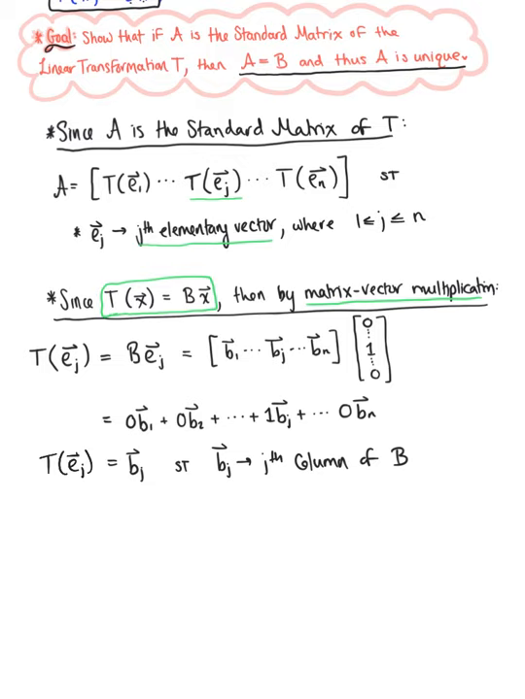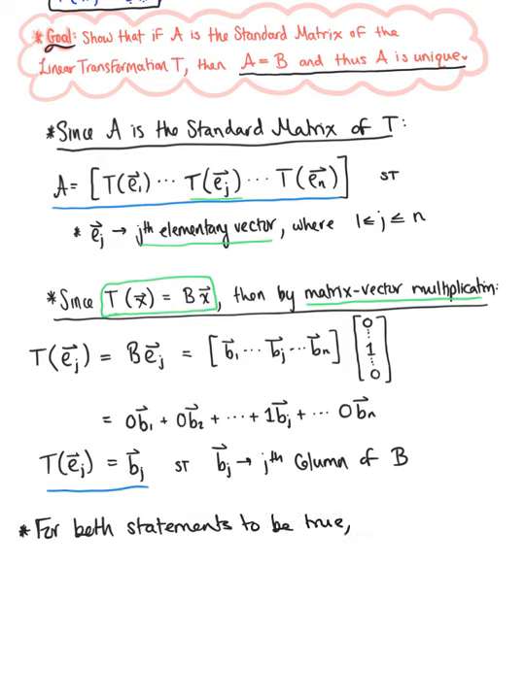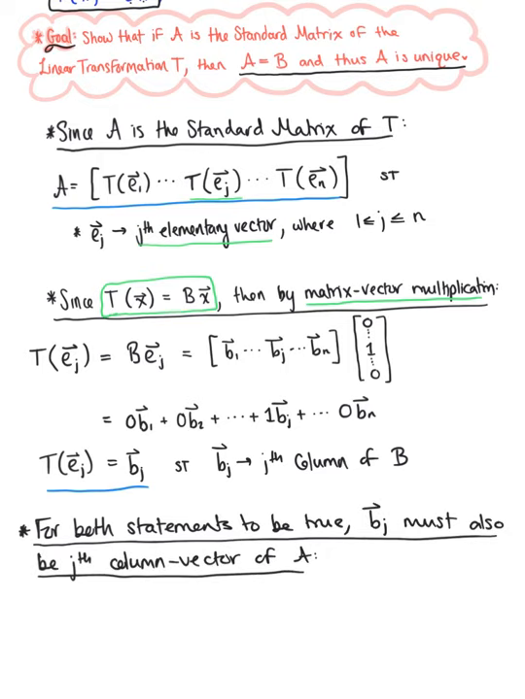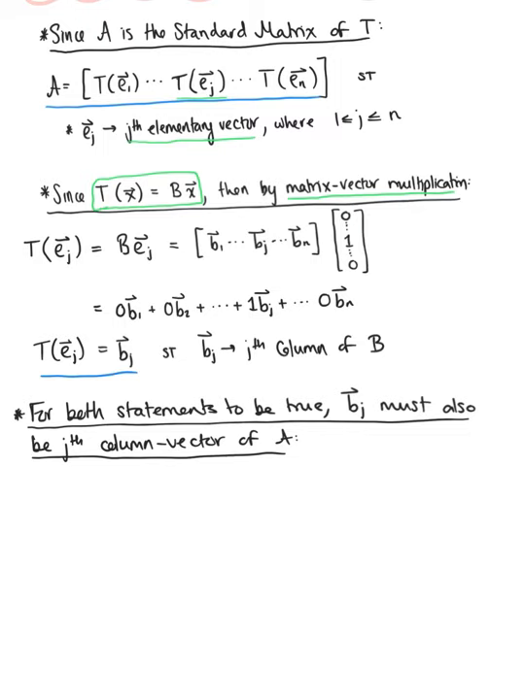Now wait a second. In order for both of these statements to be true, the vector b sub j must also be the jth column of matrix A. So for both statements to be true, vector b sub j must also be the jth column vector of matrix A. We can pretty easily see this by looking at what we have above, but just to make this extra crystal clear, let's think about this.